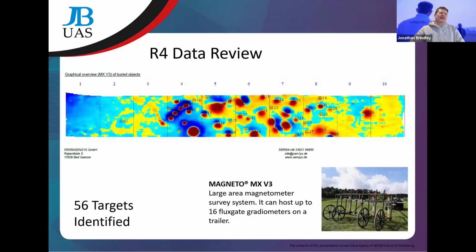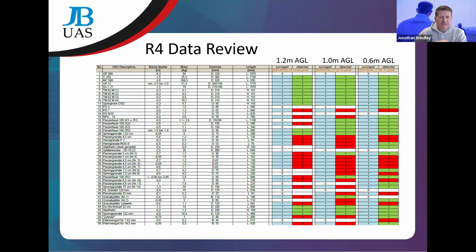So let's have a look at a little bit more into the data. I've got a few more minutes left, so let's just look at the data. This is SENSYS' own test area, and they use their MagNeto MX-V3 here, which is their large area magnetometer ground system with 16 fluxgate gradiometers. 56 targets. You can see them all there. Some small ones, some large ones. This is something that we can share with you, but I can give you a quick overview synopsis of it.